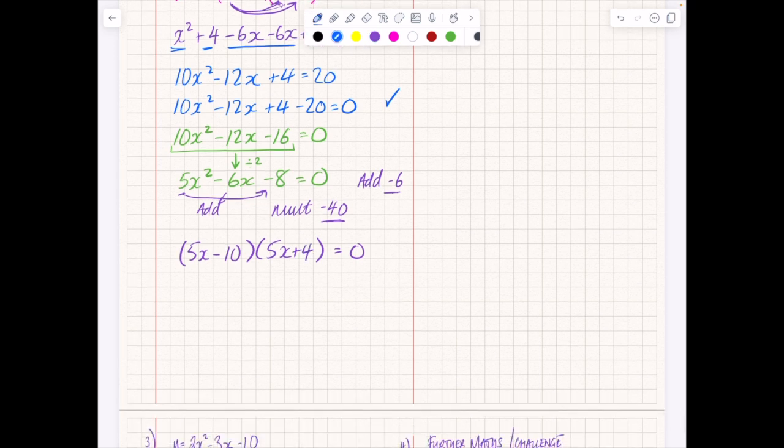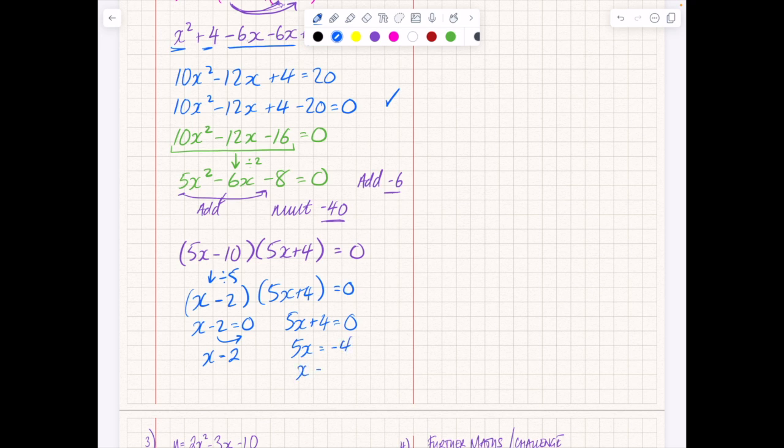Which one of those two brackets simplifies? This one divides by 5. So x minus 2. This one doesn't simplify, so 5x plus 4 equals 0. x minus 2 equals 0, 5x plus 4 equals 0. Take that over. x is equal to positive 2. And then here, 5x is equal to negative 4. x is equal to negative 4 over 5. Now, negative 4 over 5 could also be written as minus 0.8 if you want to write it like that. Got my two x values.